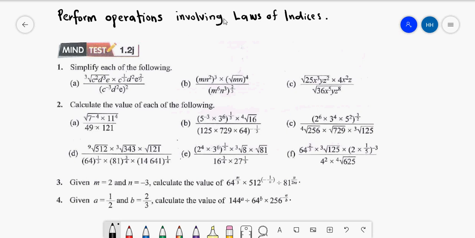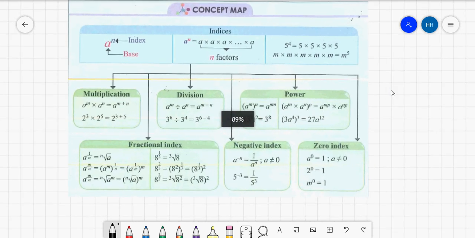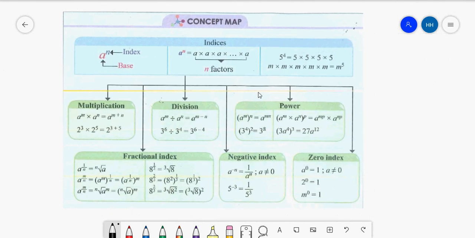What are the laws of indices? You can refer to your textbook. At the end of the chapter you have the concept map. These are the laws of indices that you learn in this chapter. A is the base, n is the index. This is index form.